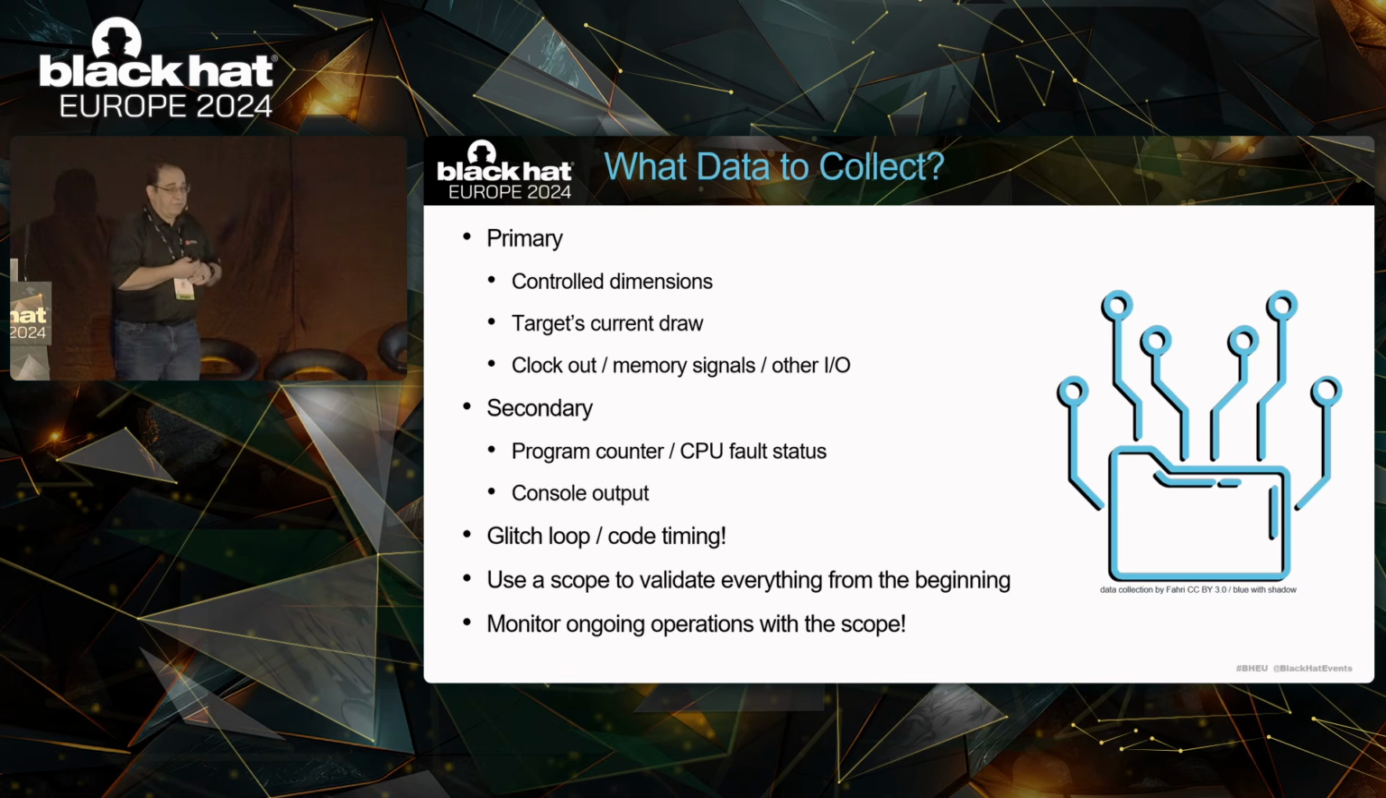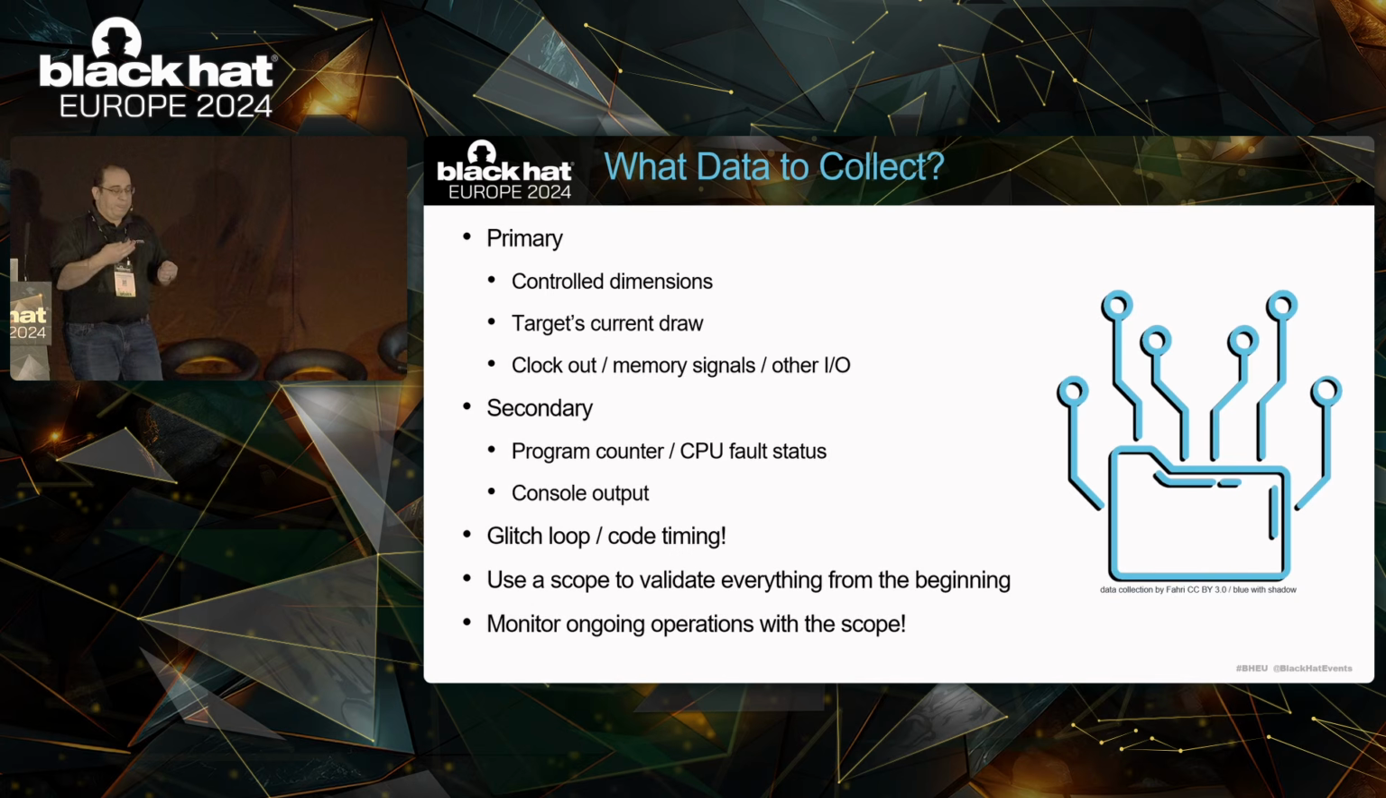Then what do we collect after we do the controlling? Obviously, everything you've controlled, you're going to want to also log and collect, as well as any information you can gather from the target: current draw, any IO or clock out measurements you can take. If you have access to a debugger in that mode that it's in, any information from that is helpful. Console output is helpful. So those are the types of things you want to collect.